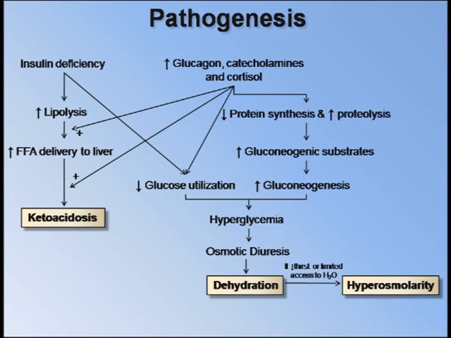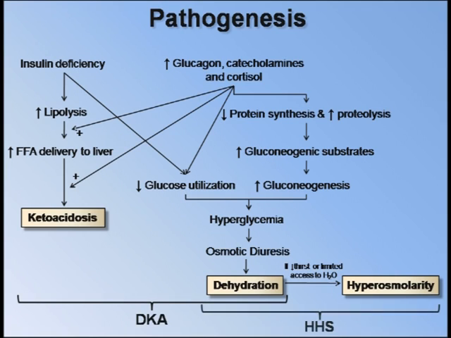So we now have the three important pathophysiologic endpoints: ketoacidosis, dehydration, and hyperosmolarity. The first two endpoints are key features of DKA, while the second and third endpoints are key features of HHS. The fact that the hyperosmolarity required for the formation of HHS is a consequence of poor water intake helps to explain why this condition is more often seen in older, chronically ill patients.